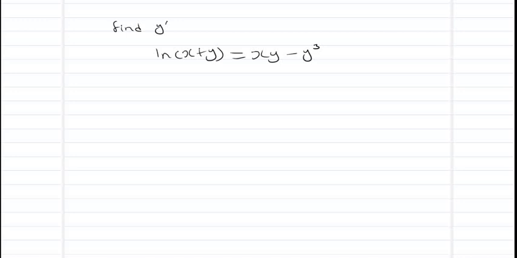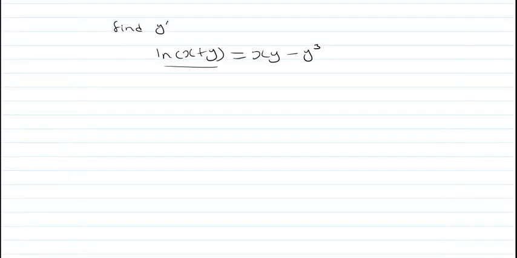So we are asked to differentiate this equation, which is the natural log of x plus y, equals xy minus y to the power 3. To do this, we need to have some ideas on how to differentiate natural logs. Then we also need to have some ideas on how to differentiate implicit functions.